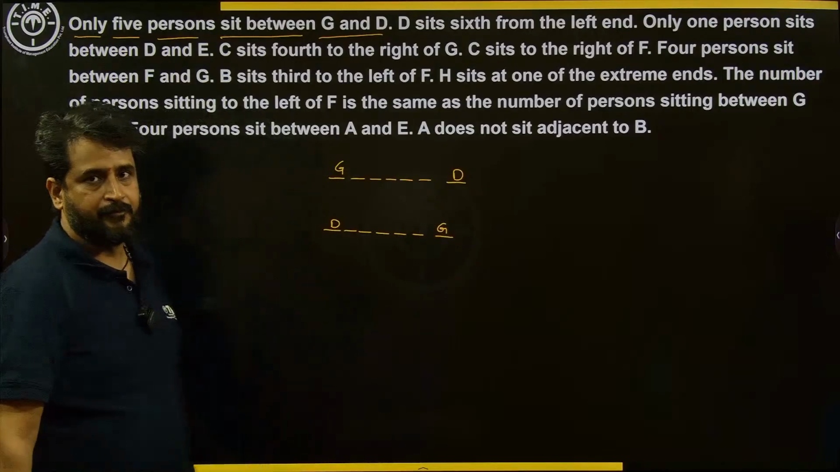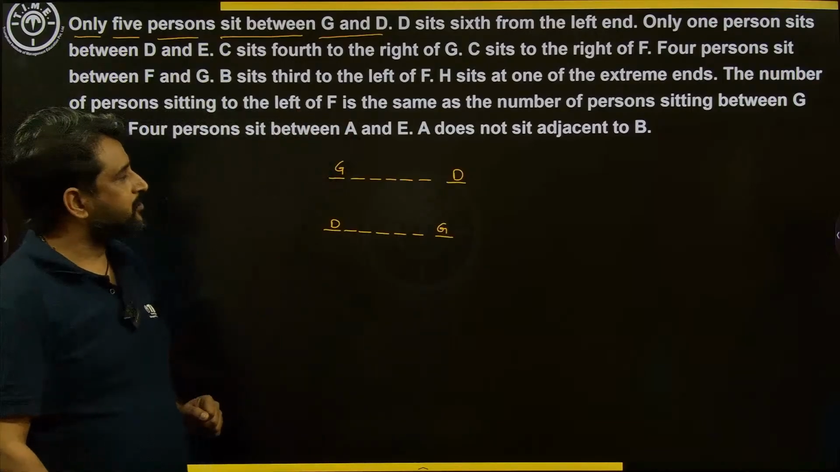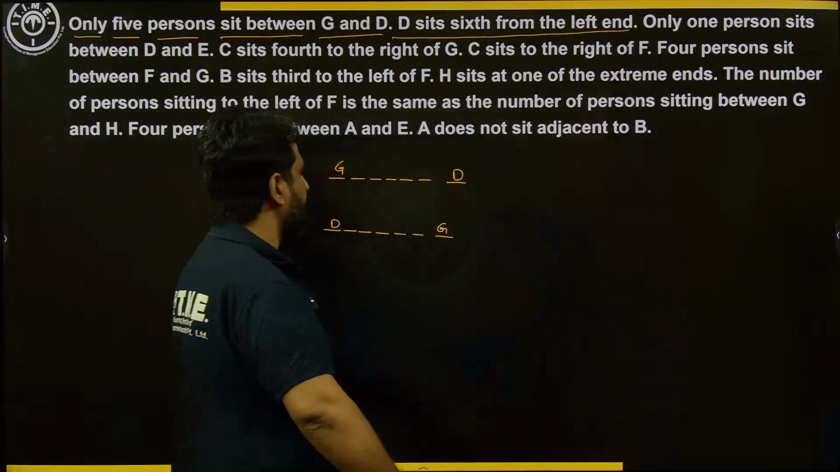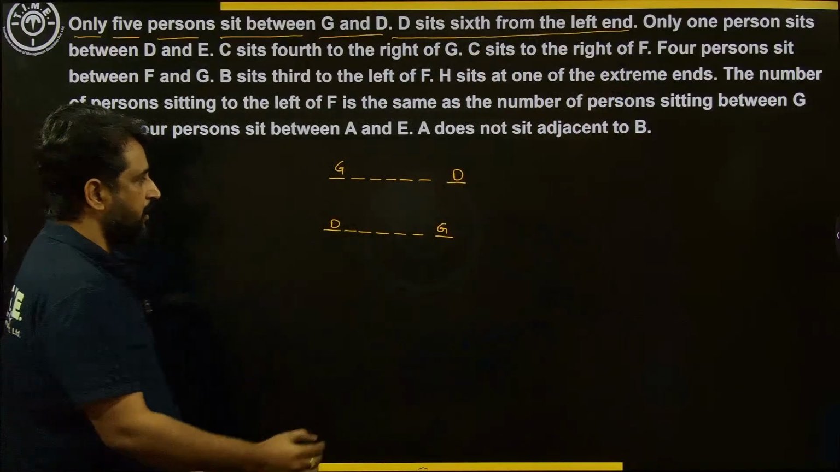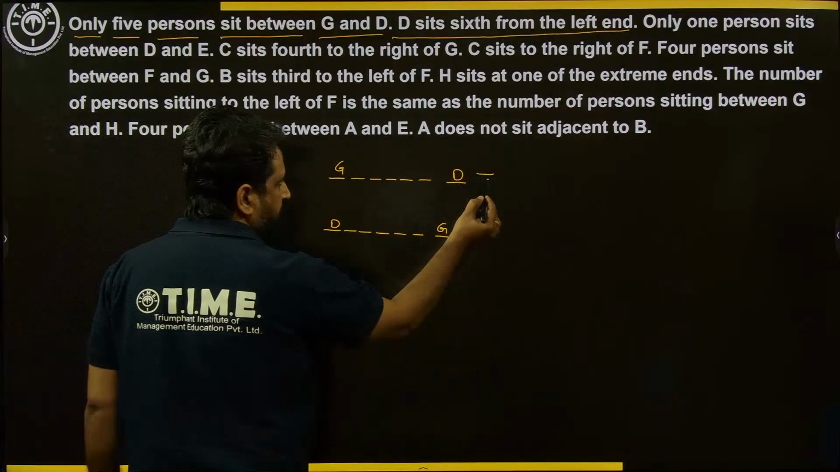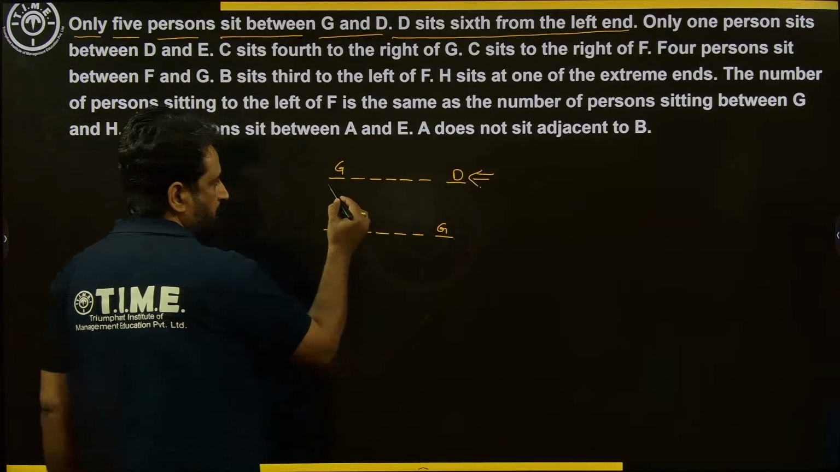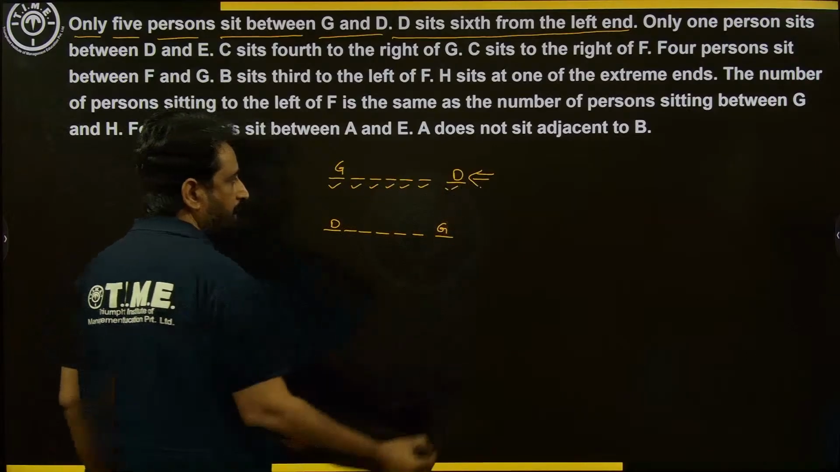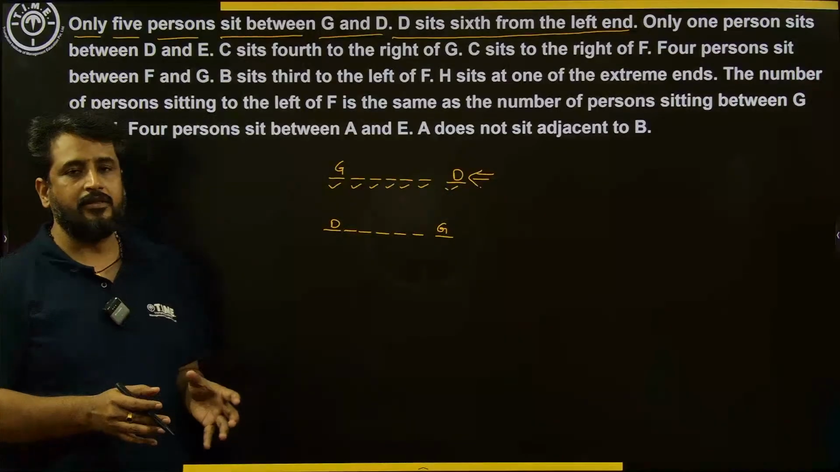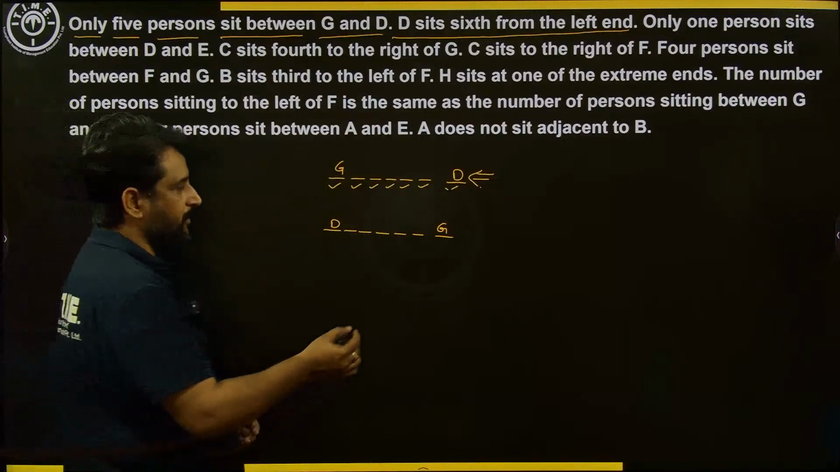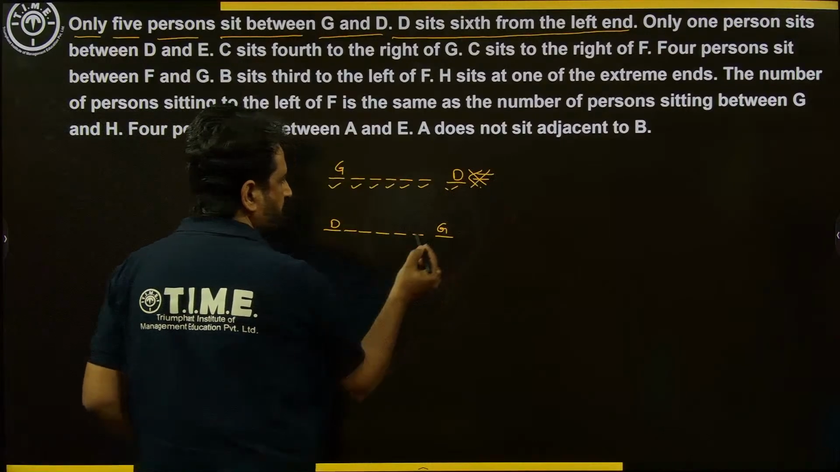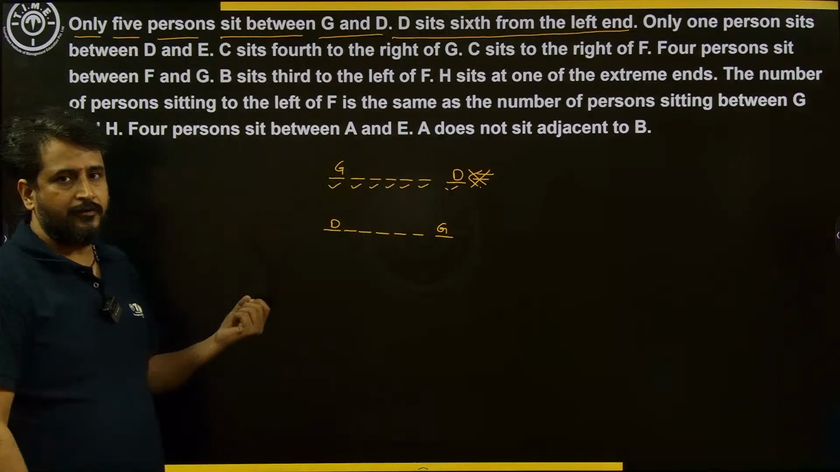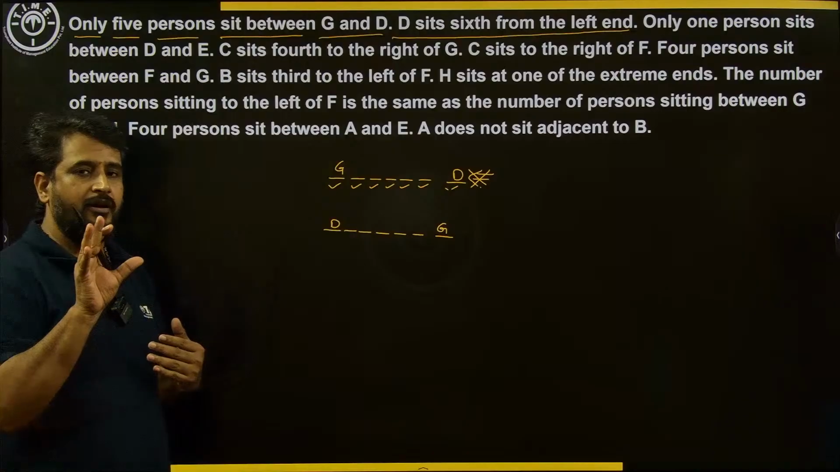5 people between them. But what is the immediate next clue given? D sits sixth from the left hand. Now, if I consider this point, if you observe that 1, 2, 3, 4, 5, 6, 7, D is minimum a seventh from the left hand. It means you can say that G is not to the left of D, G is to the right side of D. And D is sixth from the left hand, means left side of D we have 5 people.